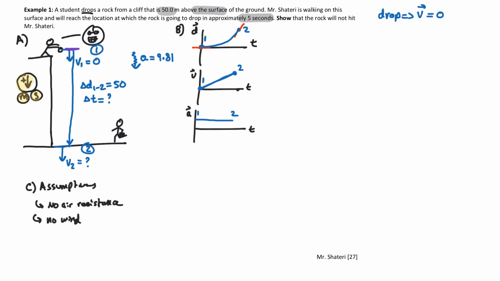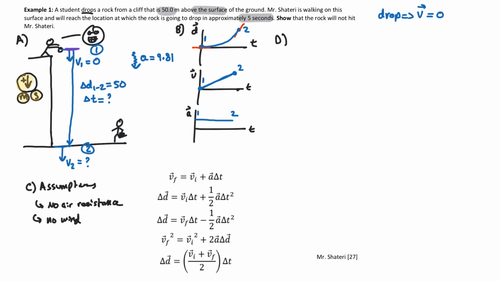Then we have to do part D, which is choosing the correct equation. Okay, I'm going to paste the equations here so we can see them as we're doing them. In this question, in terms of the information that we're given, we have the initial velocity, we don't have the final velocity, we have the displacement, and we have the acceleration. And we're trying to find time. So we don't have the final velocity, so we're going to look for an equation that doesn't have final velocity. This one has final velocity. This one doesn't have final velocity, and that's what we are going to use.